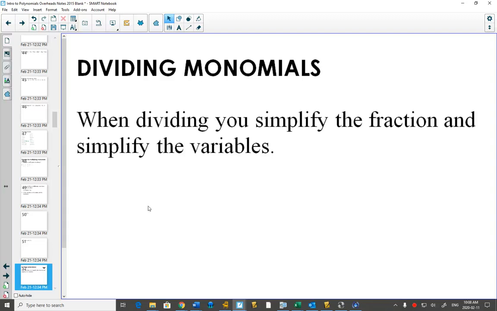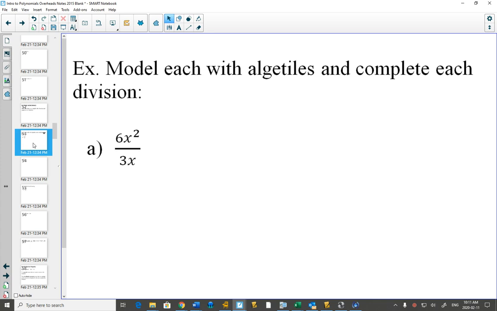So for dividing, we simplify the fraction. So this is connected to what we did earlier with... Did it get missed? Let me look. Okay, so let's look at a couple of examples. We can look with algebra tiles as well, but we're going to look at the work first. I think I'm going to skip the algebra tiles for today.